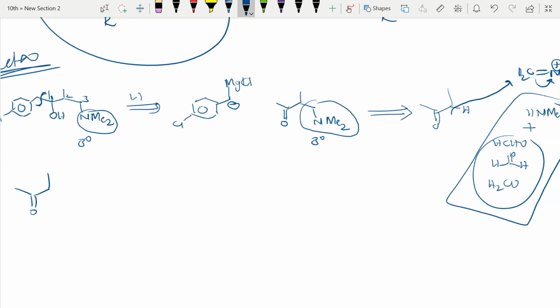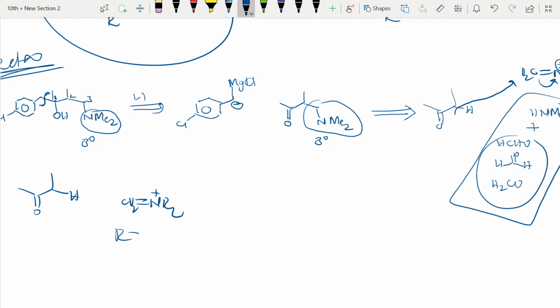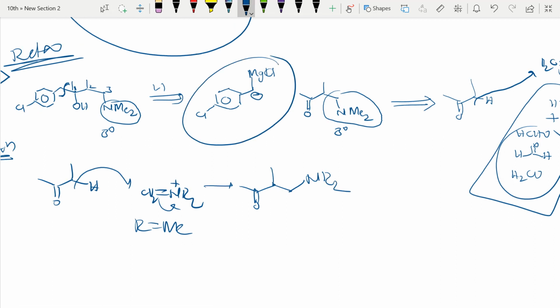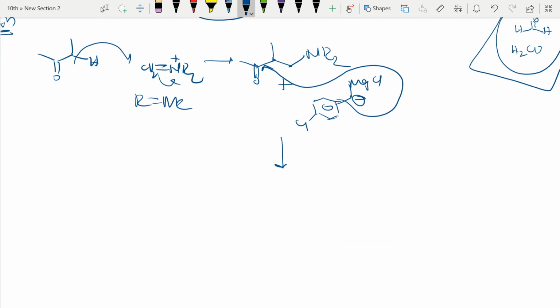I got these things. So this proton will be acidic, right? Further I will add that reagent, CH2=NR2+. Here R will be methyl, just you put methyl, then here the reaction happens, this goes, these are things I have discussed. So I'll write directly CH2NR2, right? Further I need to add a Grignard reagent, so I'll add this Grignard reagent, and negative charge will be there, right? So this will react to this, I hope you are getting. Then I will get the target molecule back.